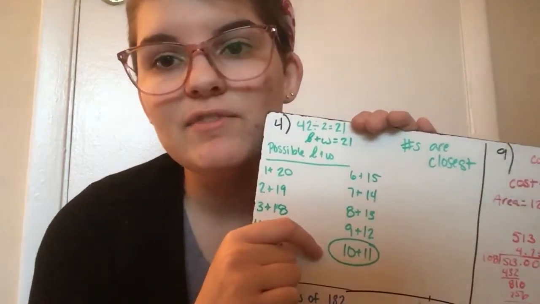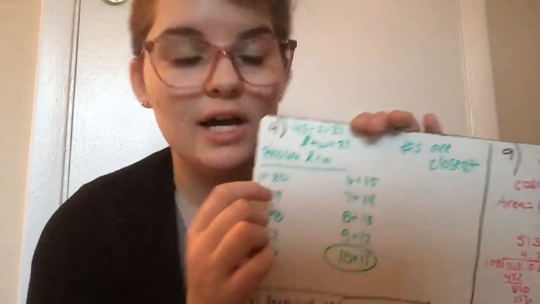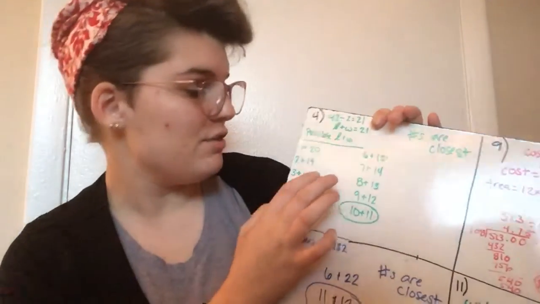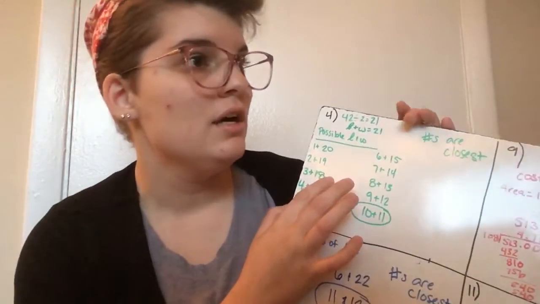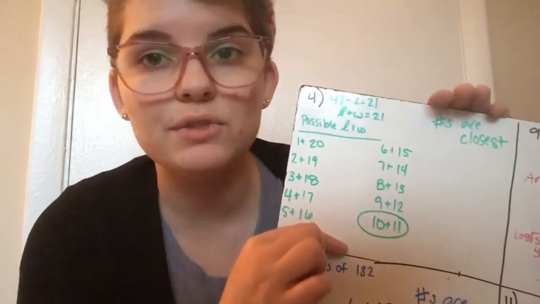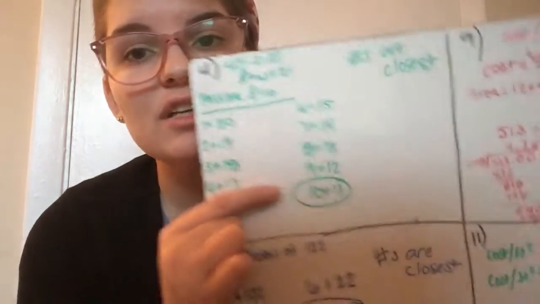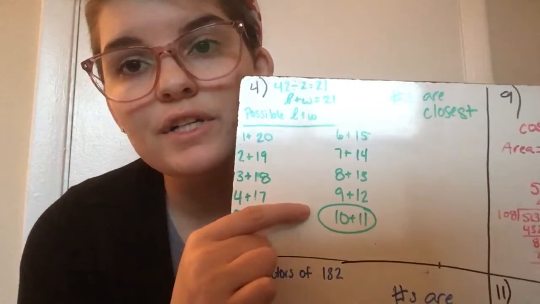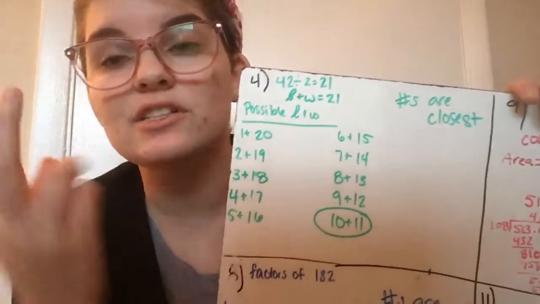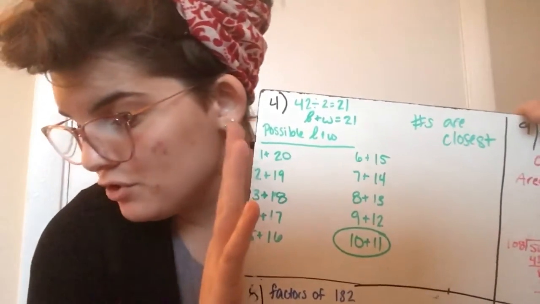And again, like I said before, you could go through and do 1 times 20 is 20, 2 times 19 is going to be 38, 3 times 18 is going to be 54, so on and so forth. You could do that all the way through. But you can also just know that the 2 numbers that are the closest are going to be your answer. So my 2 numbers that are the closest here are 10 and 11 because they're right next to each other. All right? So those are my answers.